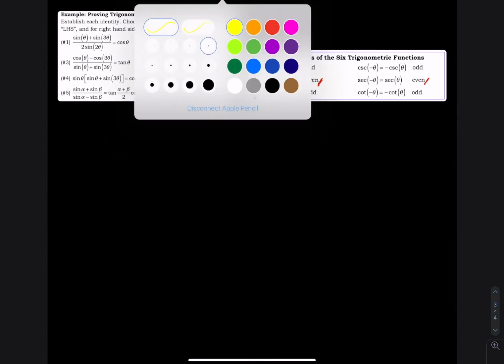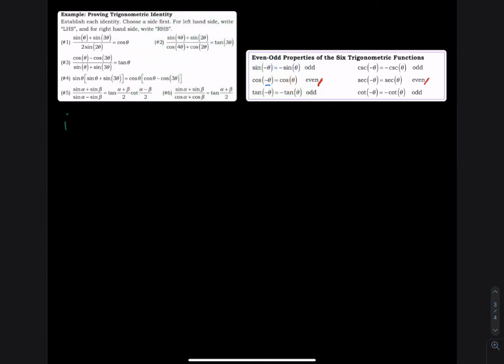Let's pick green. So number 1, we have sine of theta plus sine of 3 theta divided by 2 times sine of 2 theta equals cosine theta. Which side is more complicated? Of course, left-hand side, right? Everybody can see it. So left-hand side, you know my rule. I copy the left-hand side again.